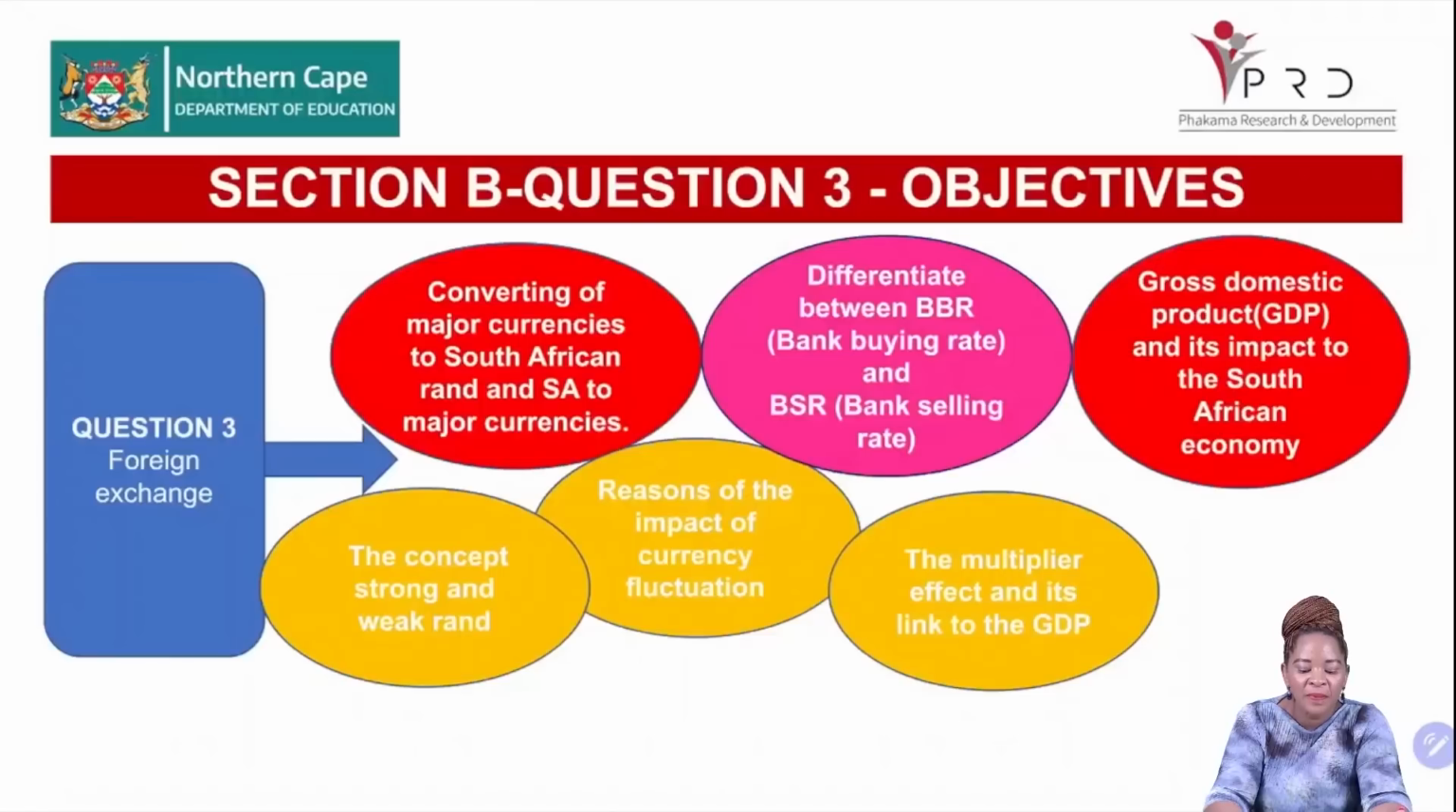Reasons of the impact of currency fluctuation. When the currencies are fluctuating, what are the impacts of that to the economy of the country? The multiplier effect and its link to the GDP. We are going to look at this in more detail in the next slides. But what I'm trying to say to you is that I am reminding you of the content that you need to study under question 3.